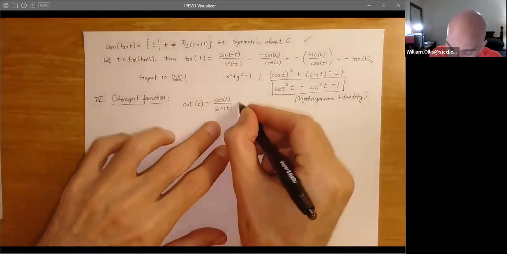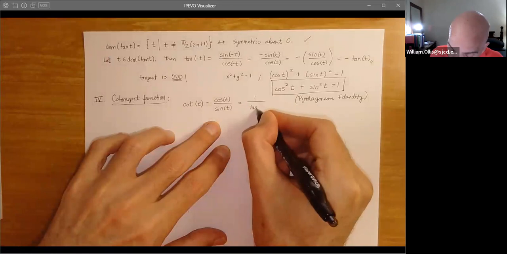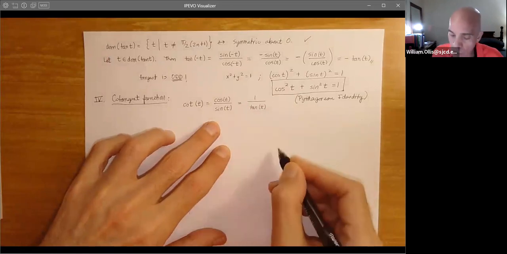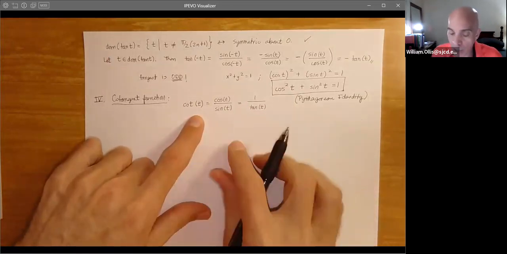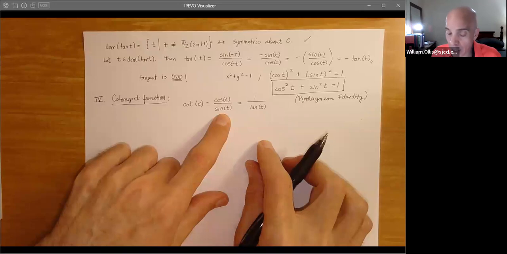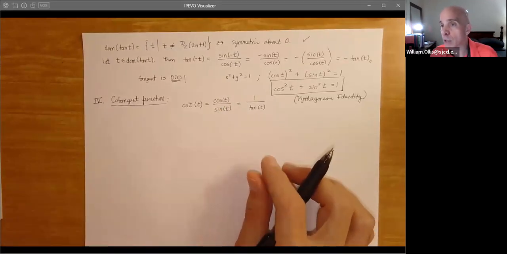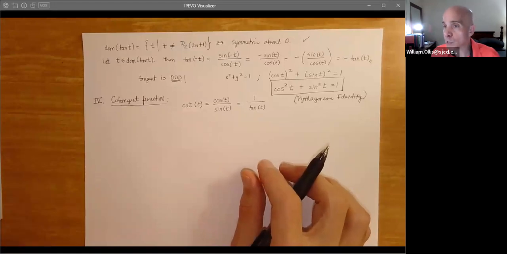But now you can see by definition, this is just the reciprocal of tangent of t. Okay, so there's an identity right there. The cotangent is the reciprocal of the tangent function. So it's just cosine over sine. A lot of times we'll just say tangent, sine over cosine, cotangent, cosine over sine.